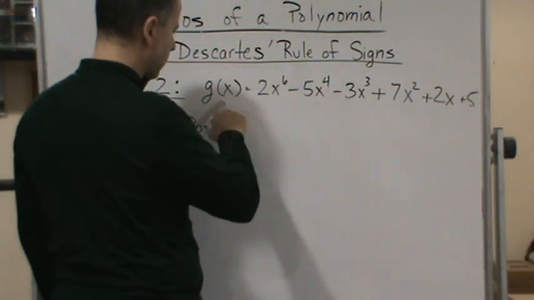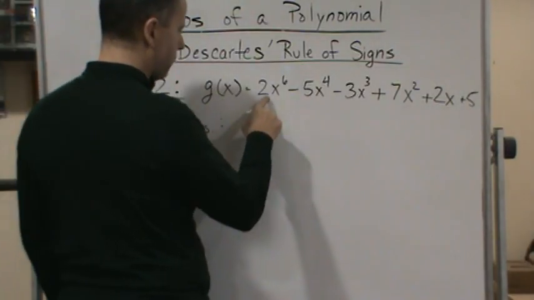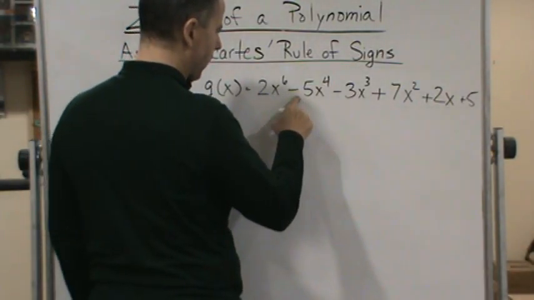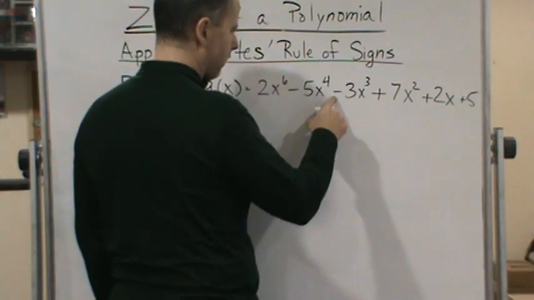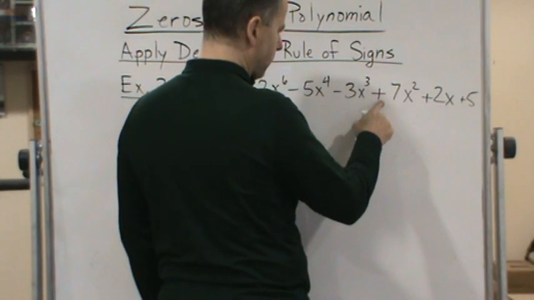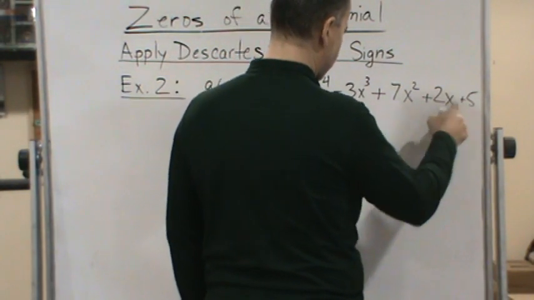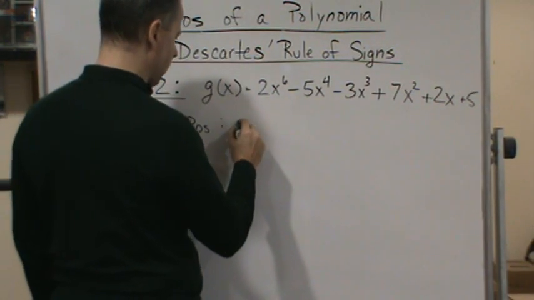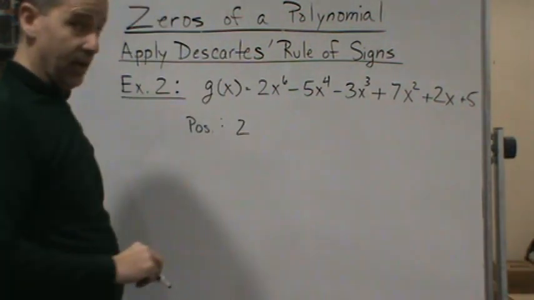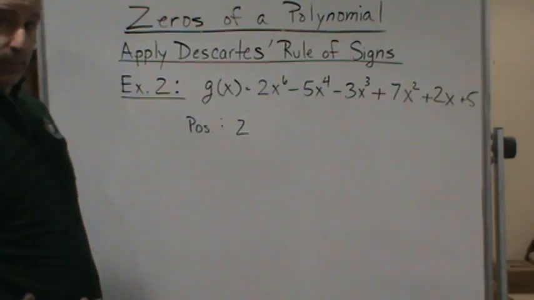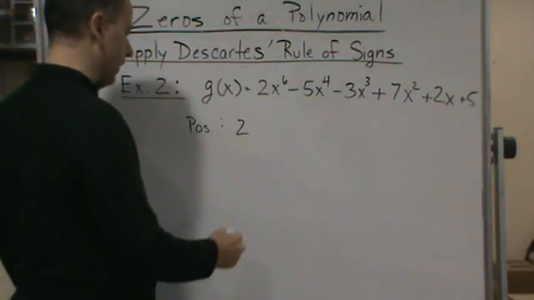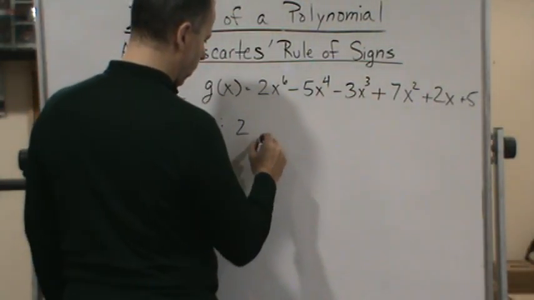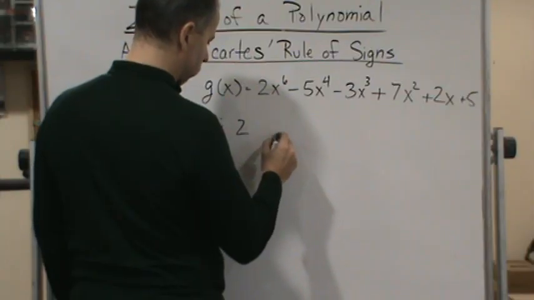we count the sign changes of g of x, right? So it goes from positive to negative, that's 1, stays negative, goes to positive, that's 2, stays positive, stays positive. So in this case, there are 2 sign changes, which means the number of possible real roots is either going to be 2 or 0.